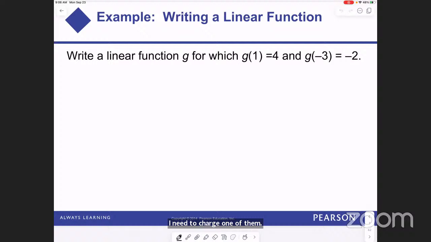Right. So here we're asked to write a linear function g where g of 1 is 4 and g of negative 3 is negative 2. Okay. So I am going to need, come on, this guy. All right. So a linear function, right?